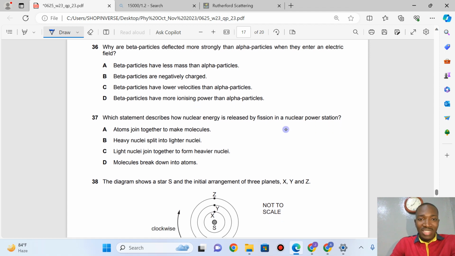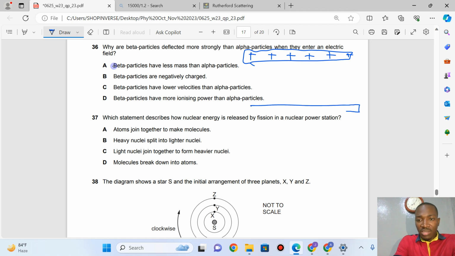Why are beta particles deflected more strongly than alpha particles when they enter an electric field? Imagine we have an electric field here. These are positive plates and these are negative plates. Now if alpha particles enter an electric field, alpha particles, let me use color green for alpha, what happens? If they are coming this way along this straight path, they'll be deviated this way.